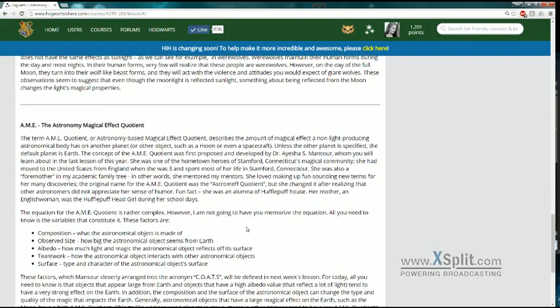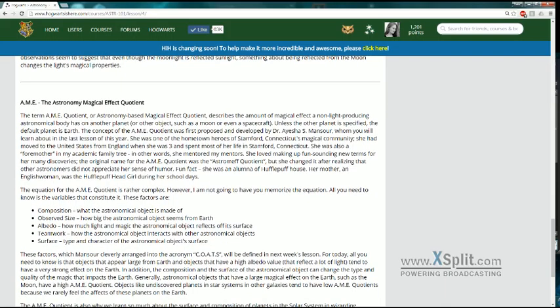AME, the Astronomy Magical Effect Quotient. The term AME Quotient, or Astronomy-Based Magical Effect Quotient, describes the amount of magical effect a non-light-producing astronomical body has on another planet, or other object such as a moon or even a spacecraft. Unless the other planet is specified, the default planet is Earth. The concept of the AME quotient was first proposed and developed by Dr. Aisha S. Mansour, whom you will learn about in the last lesson of this year.